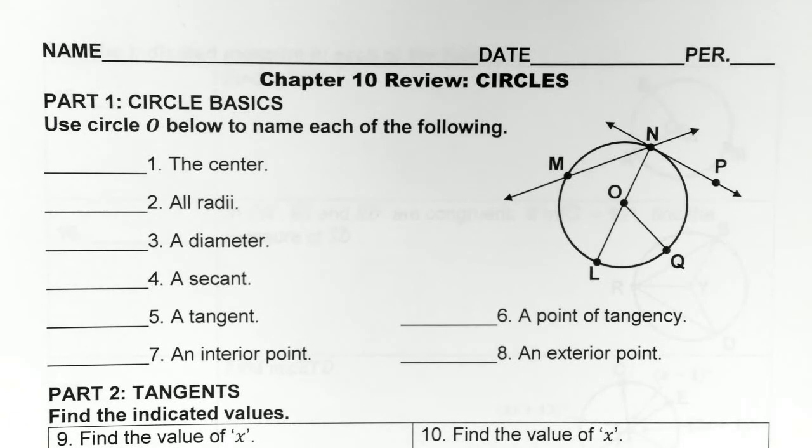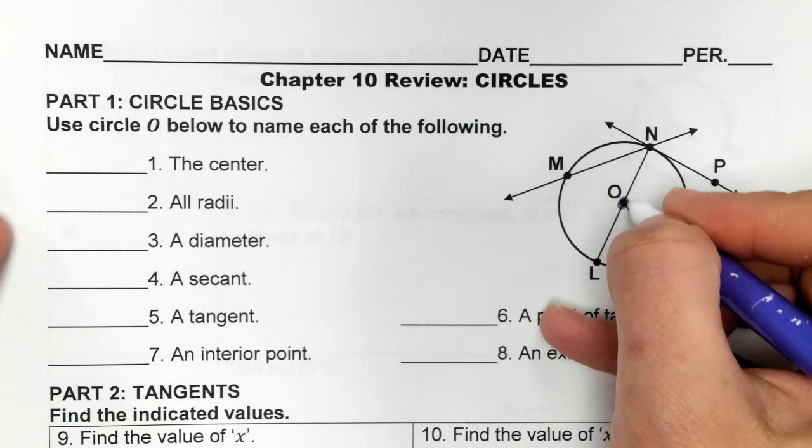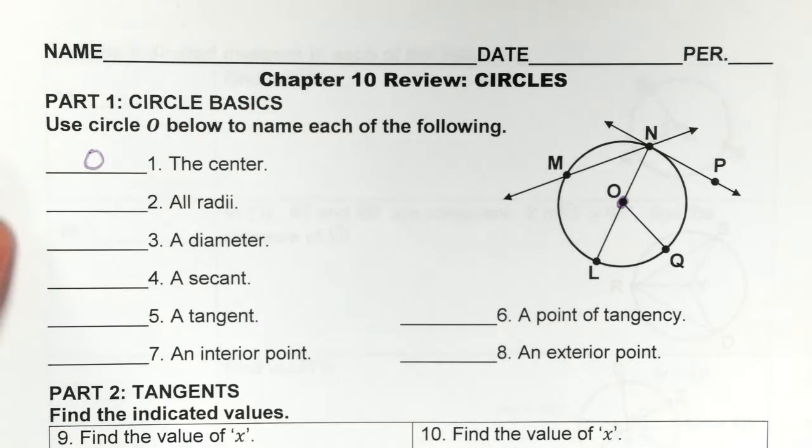I guess let's take a look at page 1 of our chapter 10 review with our circles. The part 1, all we're doing is we're identifying these different parts of the circle. So here we want to know the center. Well, the center is going to be right here at the center. So our center is just point O.